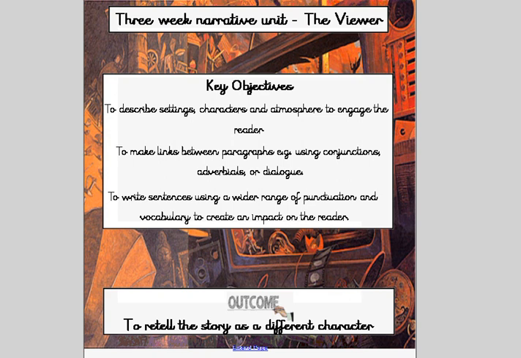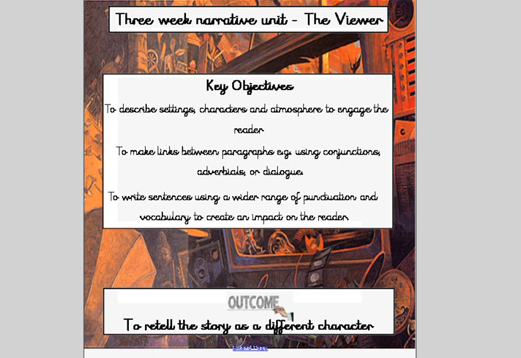So we're going to start a 3-week narrative unit this morning, and that's going to be based around a book called The Viewer. Now, throughout this unit, you're mainly going to be focusing on describing settings, characters, and atmosphere to engage the reader. You're going to make links between paragraphs, okay, and using some of those key things that we know how to use, conjunctions and verbals, dialogue in there maybe, and to write sentences using a wider range of punctuation and vocabulary to create an impact on the reader.